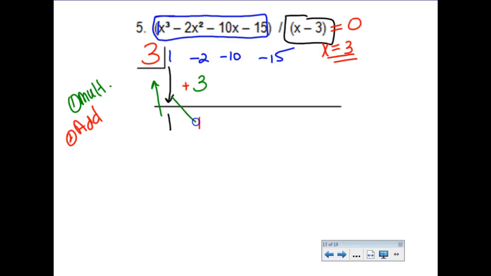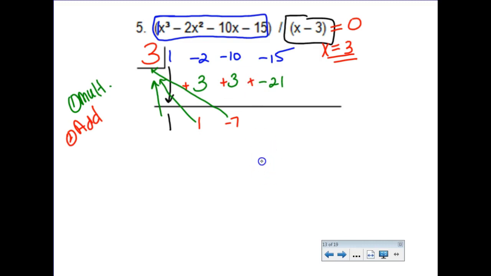So now I take this 1 and I multiply it by 3. I get a 3, and I write it in the next available spot. And then I add up that column. -10 plus 3 is -7. And one more time, take the -7 times the 3, and I get a -21. And then I add up that column.